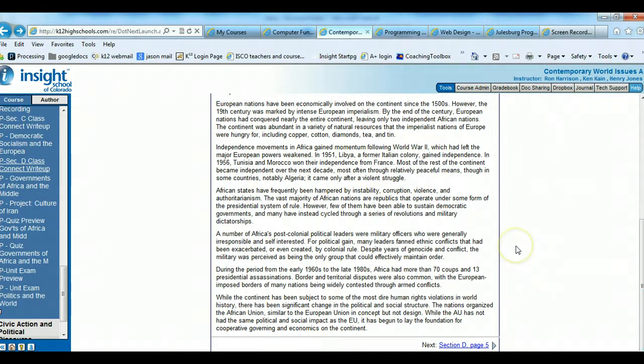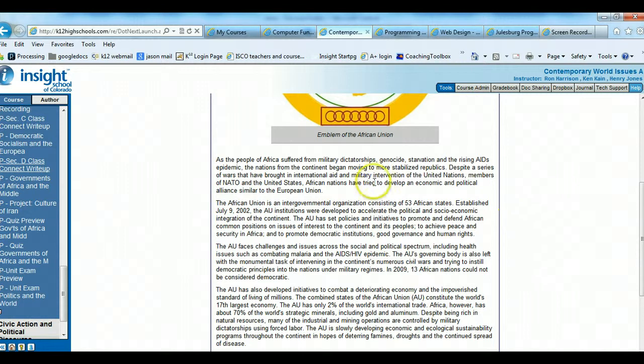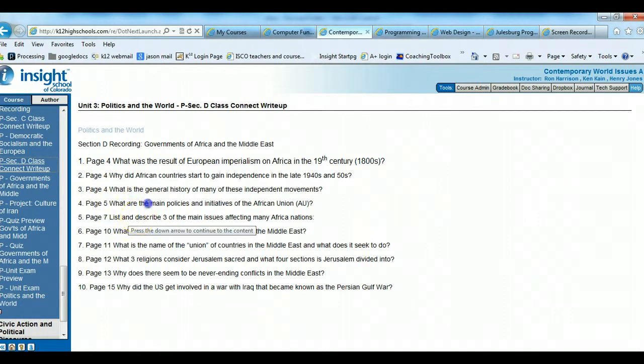But recently, the countries of Africa have started to get more unified. So they created what's called the African Union, similar to the European Union. As we take a look at a little bit about the African Union, that's the next question. In the African Union, what they wanted to do was to make things more stable. So despite the series of wars that brought military intervention, they wanted to become more of a political and economic organization. If we go back to the Class Connect to see what that specific question is, it says, what are the main policies and initiatives of the African Union?